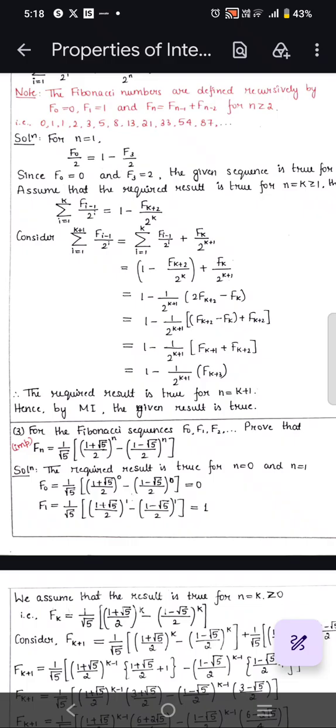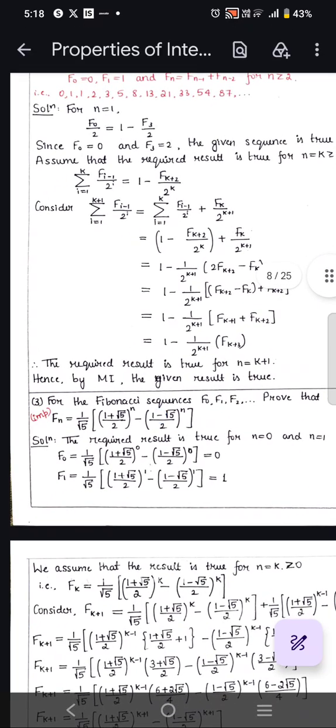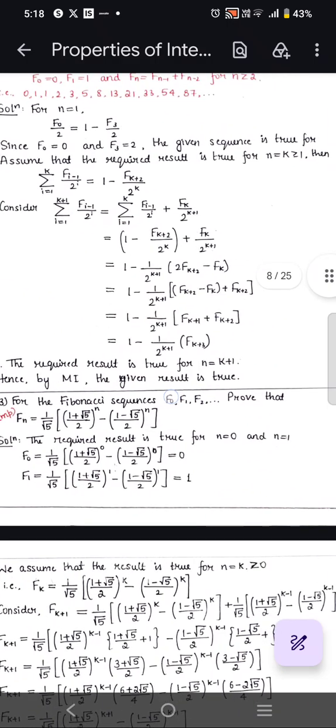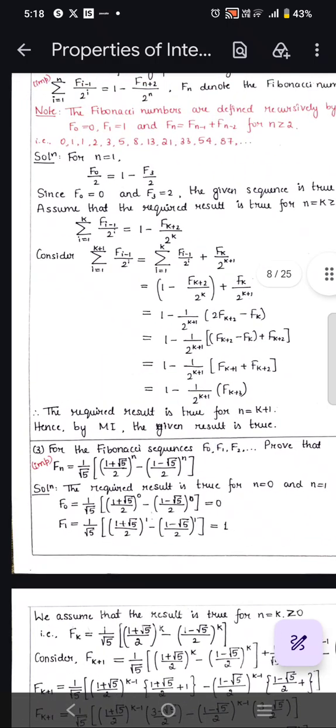Then the required result is the given sequence is true. For assume that the required result is true for all n equals k, greater than or equal to 2. So what we do is consider this sigma i equals 1 to k and apply the given equation on that.